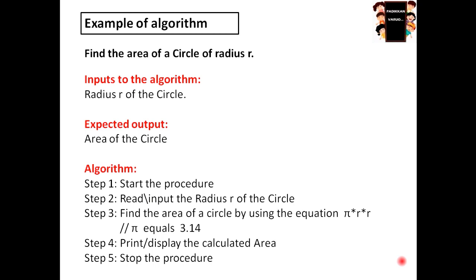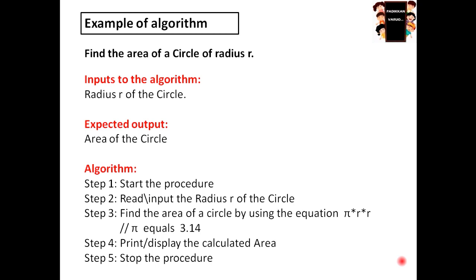The third step: we have accepted the input, and this step stands for calculating the area of the circle. For calculating the area of a circle, we definitely need an equation. The equation of the area of a circle is pi r square, where pi is 3.14. So we have accepted the radius, so we can calculate the area of a circle using the equation. And step 4 is we have calculated the area, and we have to print or display the calculated area.